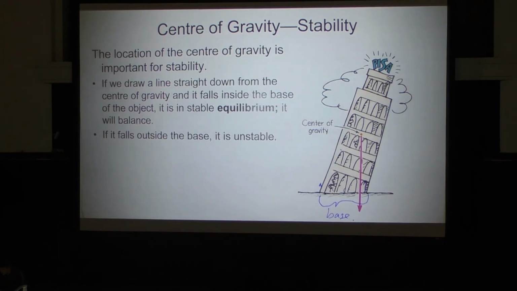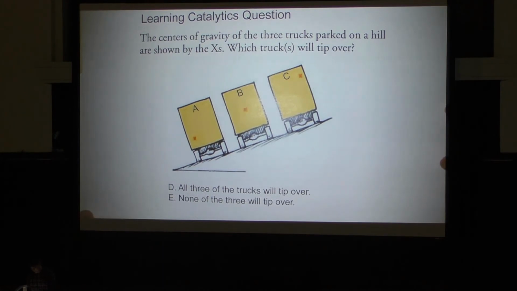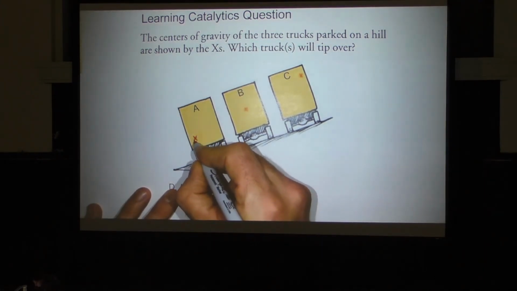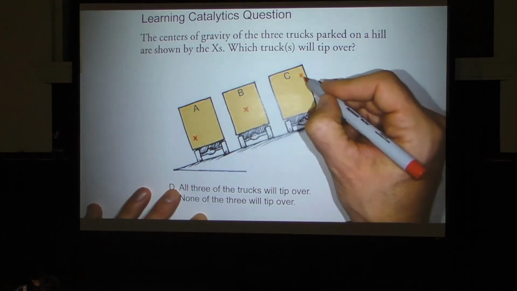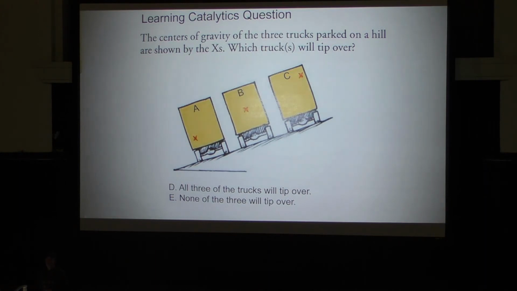And so let's deliver another Learning Catalytics. We look at these 3 trucks, and it asks which truck or trucks will tip over. You don't know how all the boxes are piled in the back of these trucks, but you do know, it's hard to see these X's here, that the centers of mass are here, here, and here. So this is the center of gravity of all of these trucks. They're loaded in different ways. So try to, from that, determine which one will fall over. I'll give you a minute to think about it.